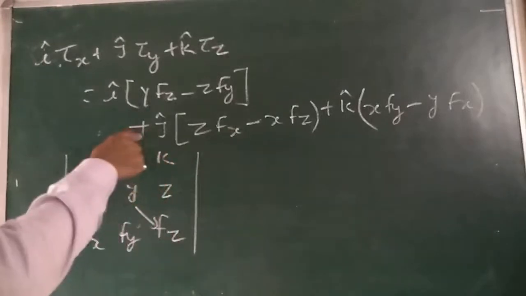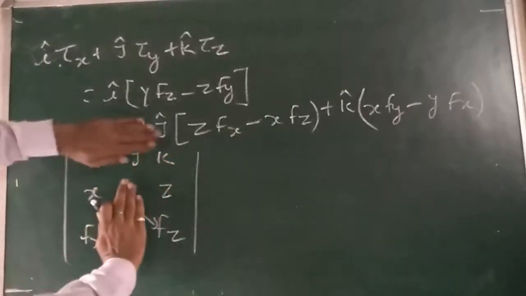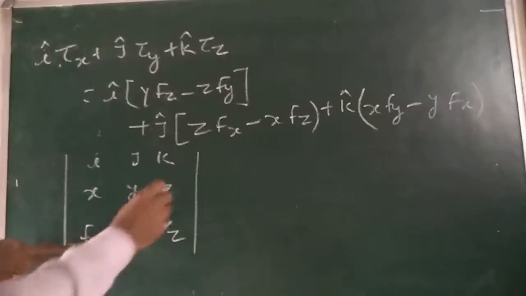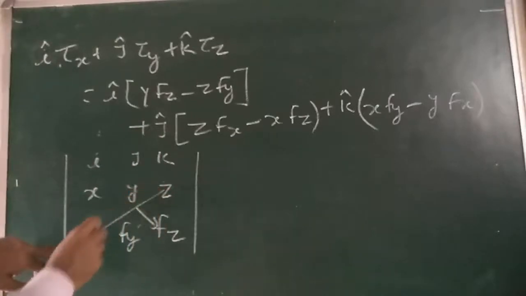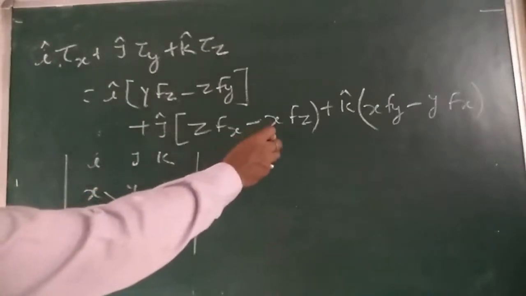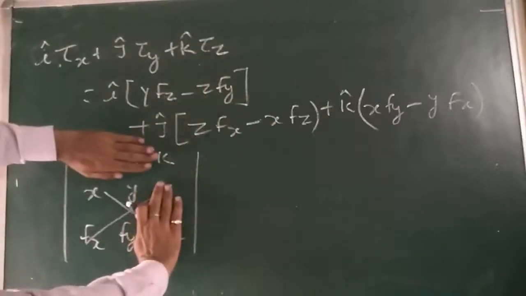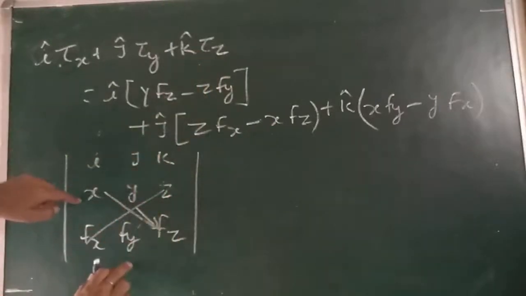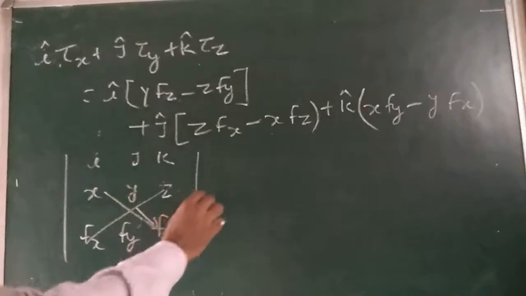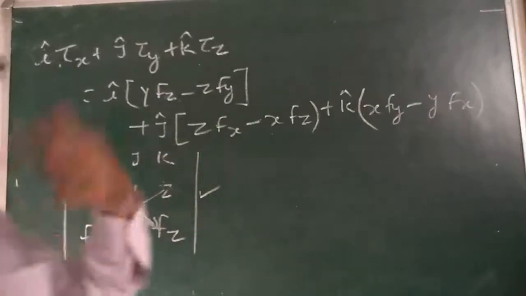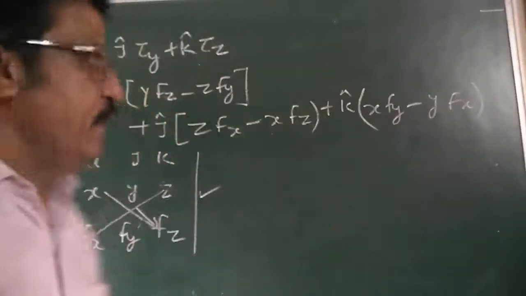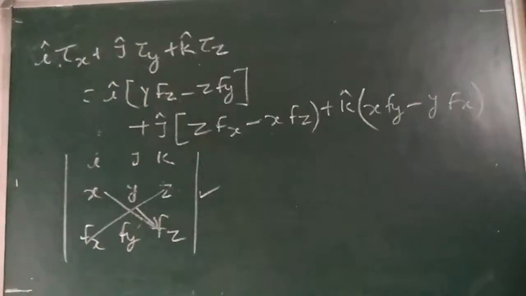Then j. If you want to take j as plus, remove this and this, and multiply in reverse: z Fx minus x Fz. Then k, here and here: that is x Fy minus y Fx. Is it clear? So this is the technique which we have learned earlier. Okay? So here you compare both the sides.